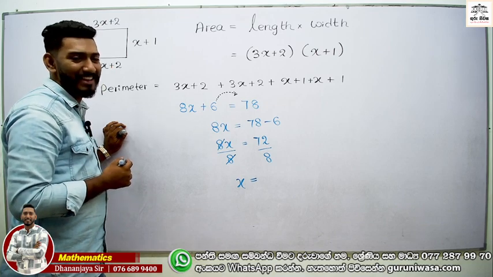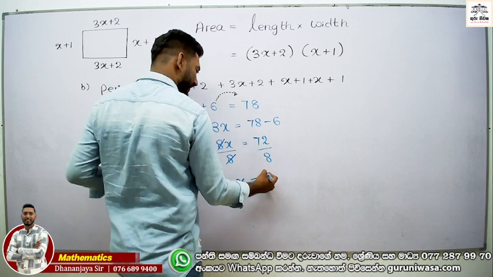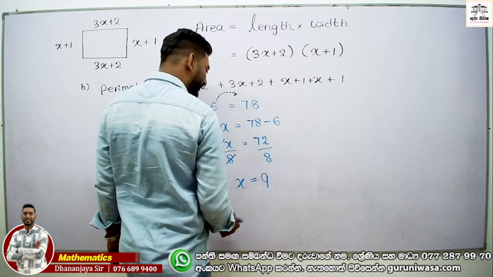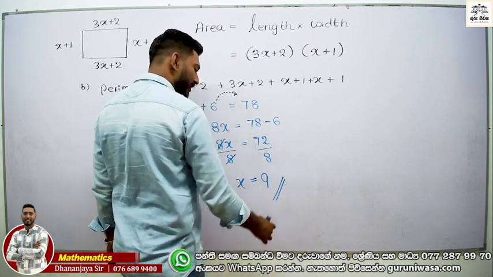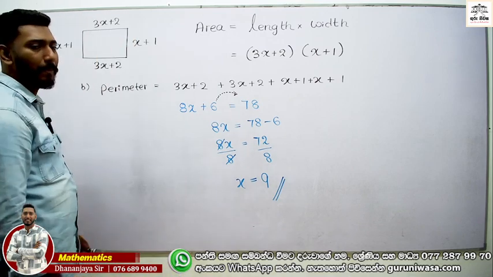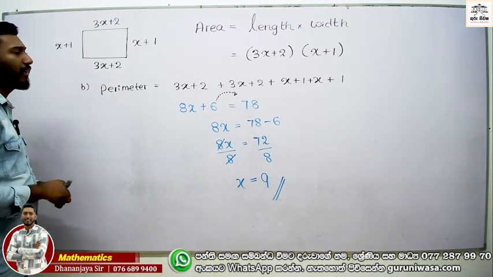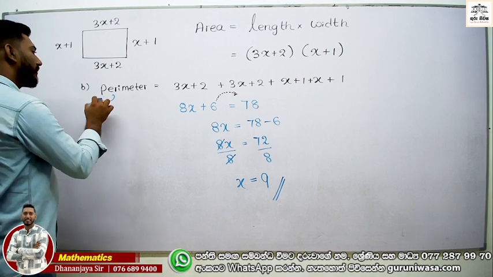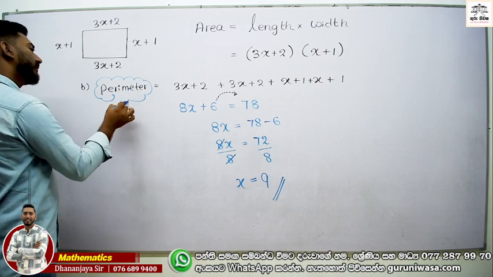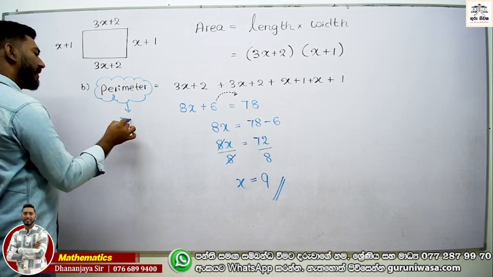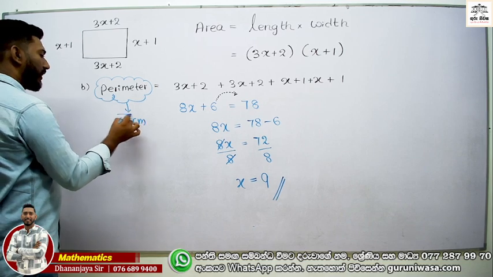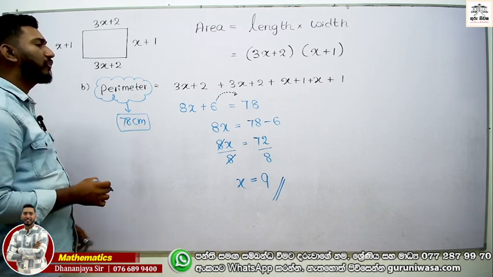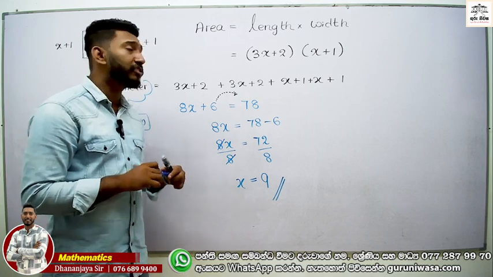72 divided by 8 is 9. Yeah. Now x equals 9. And this is the way to find x using the given information, because the perimeter is equal to 78 cm. I'm going to use that in the equation. Perimeter is the sum of all lengths.